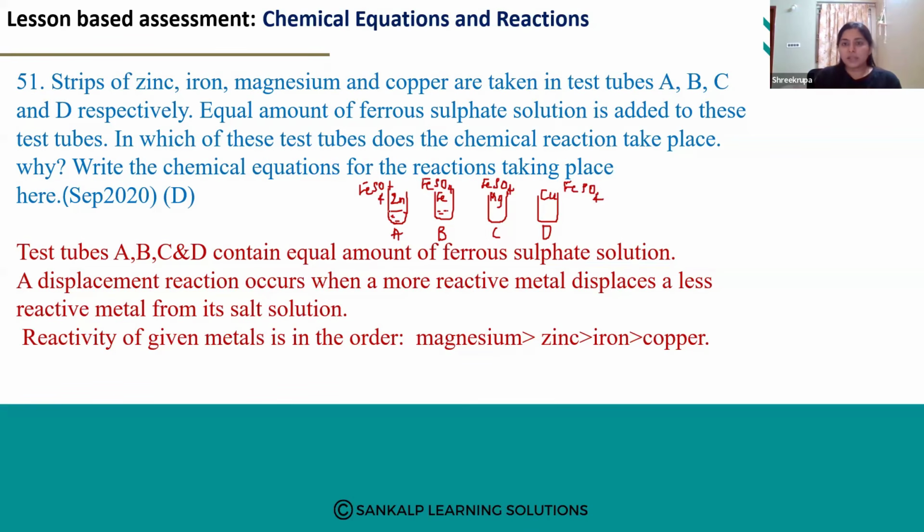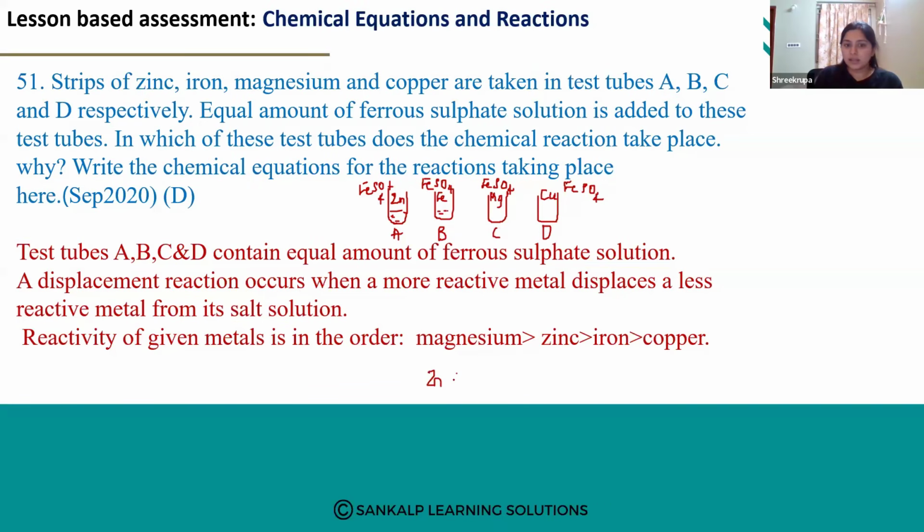Reaction will take place on the basis of reactivity of the elements. In the first test tube, zinc is reacting with FeSO4. Here, the reactivity of zinc is greater than iron. That is why zinc will replace iron from its compound. So, in the first test tube, we can observe reaction taking place.